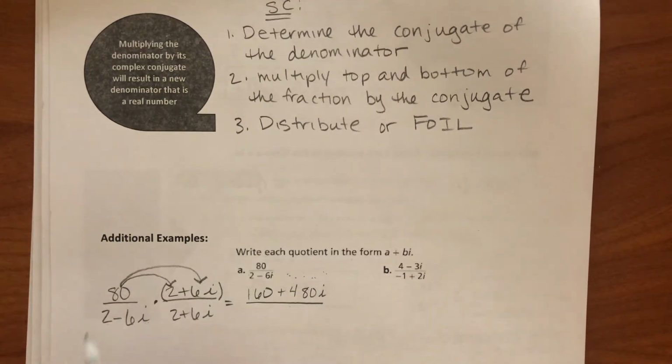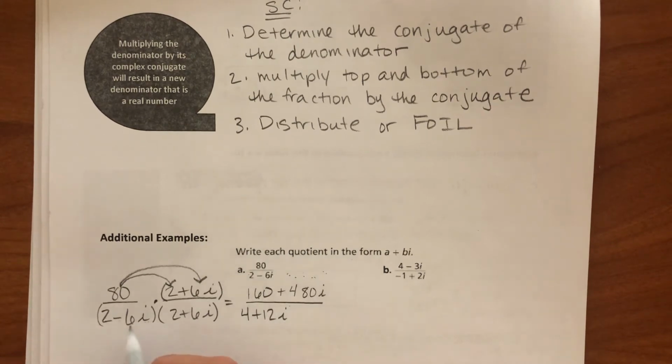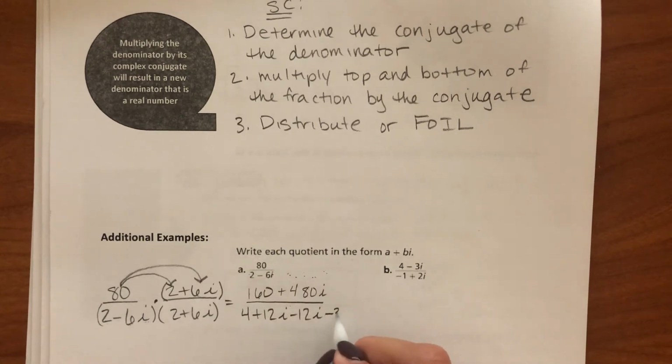Then on the bottom, I'm going to FOIL. So I'm going to do 2 times 2, and then 2 times 6i, and then negative 6i times 2, and then negative 6i times positive 6i. Remember, i times i is i squared. Don't forget about that.